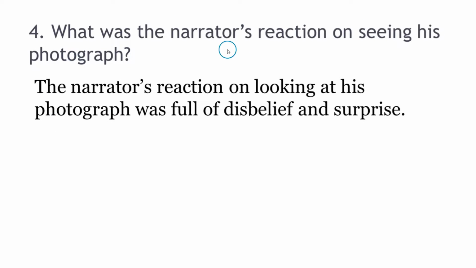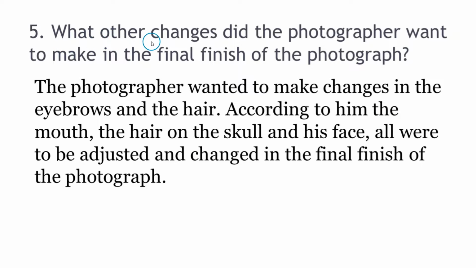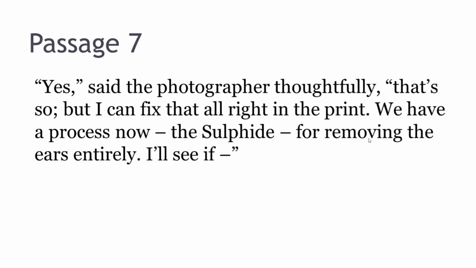What was the narrator's reaction on seeing his photograph? The narrator's reaction on looking at his photograph was full of disbelief and surprise. So you can underline full of disbelief and surprise. Fifth question. What other changes did the photographer want to make in the final finish of the photograph? So answer. The photographer wanted to make changes in the eyebrows and the hair. According to him, the mouth and hair on the skull and his face all were to be adjusted and changed in the final finish of the photograph. So you can underline over here eyebrows, hair, and then mouth, hair on the skull and his face. You can underline these things.